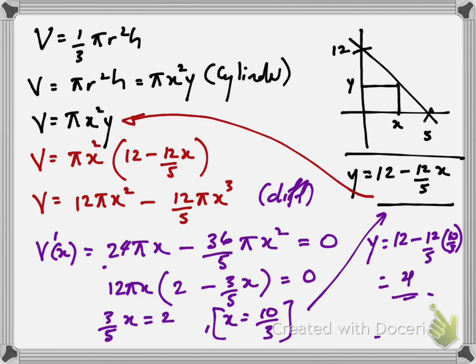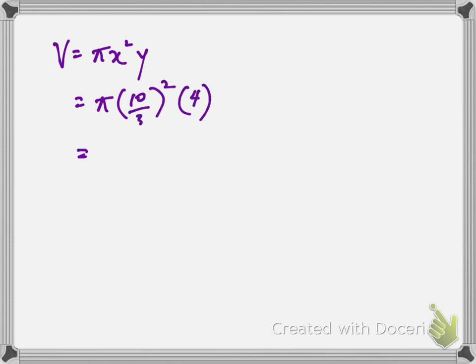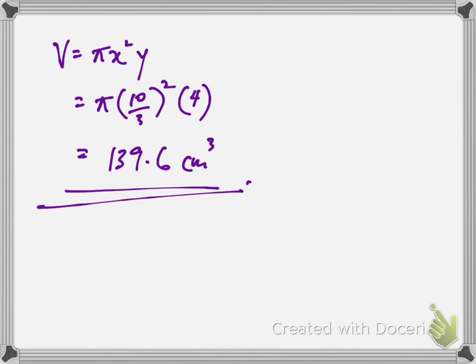Cool. So what is the maximum volume? So then you go V equals pi x squared y. Pi times x is 10 over 3 squared, y is 4, and you plug that all in, you get 139.6 centimeters cubed. All right, cool.